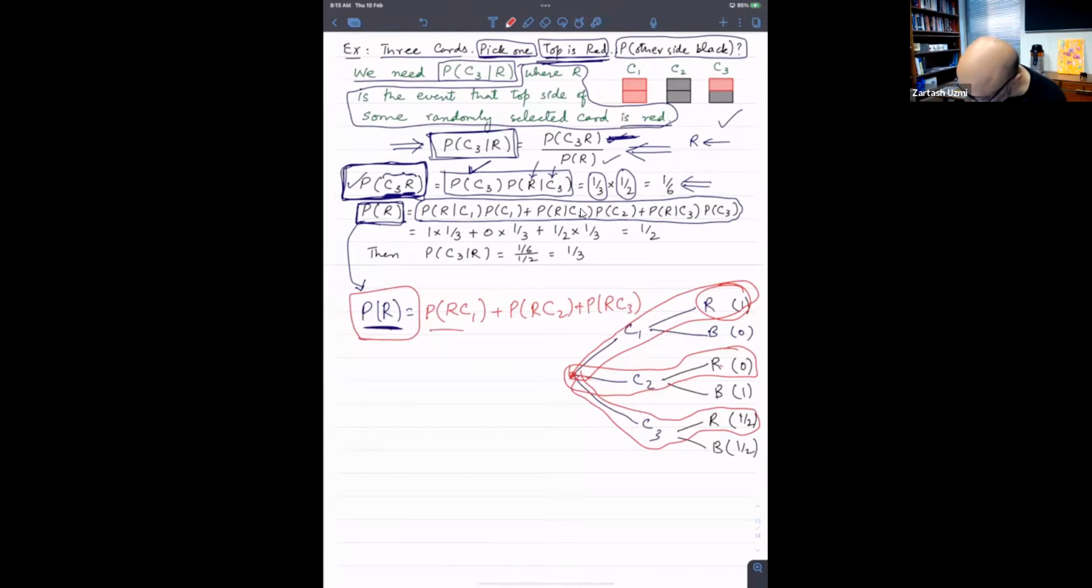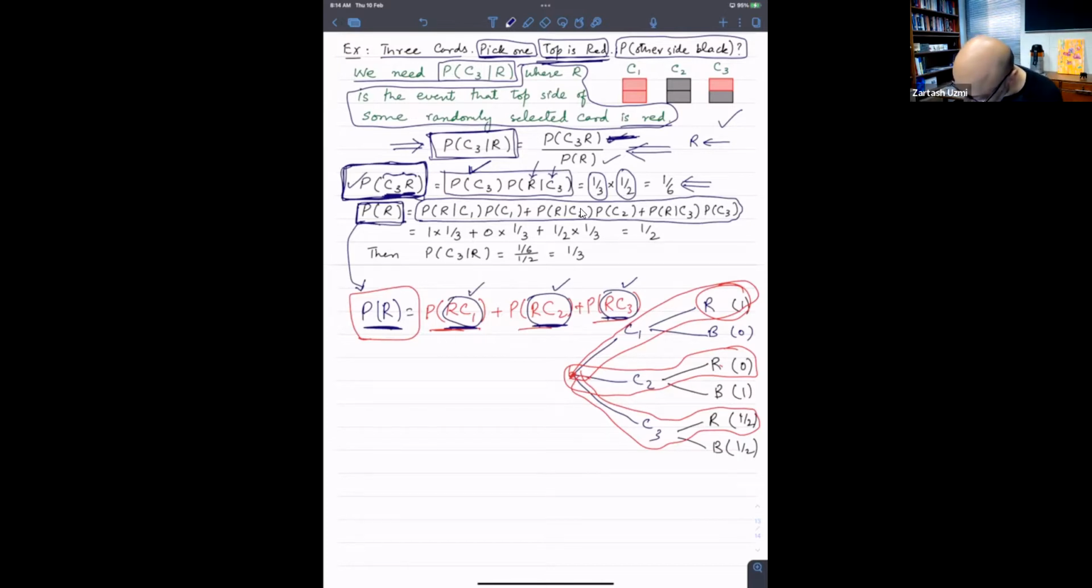Why have I added these probabilities? Because these events, ये जो मैं अभी सर्कल करने लगा हूं, these events R and C1, R and C2, R and C3, are mutually exclusive events. If I pick card 1, then there is no way I am going to be picking card 2 or card 3. So these 3 events, ये जो blue में सर्कल किए हुए हैं, are mutually exclusive events, and these are the only 3 ways I can get a red face showing up.